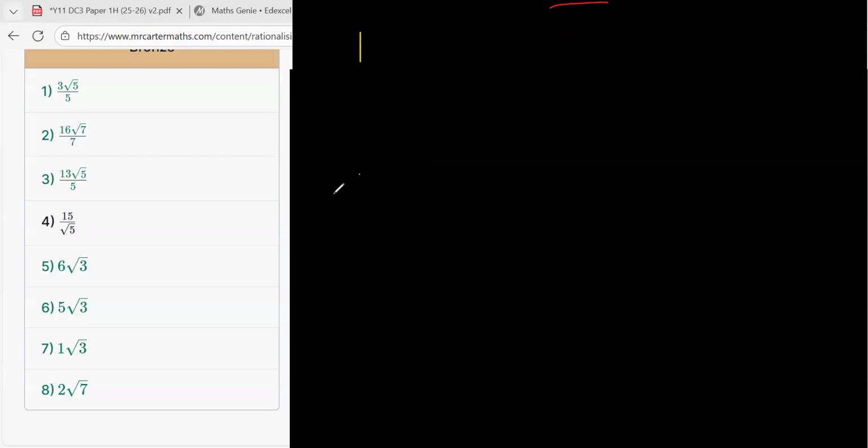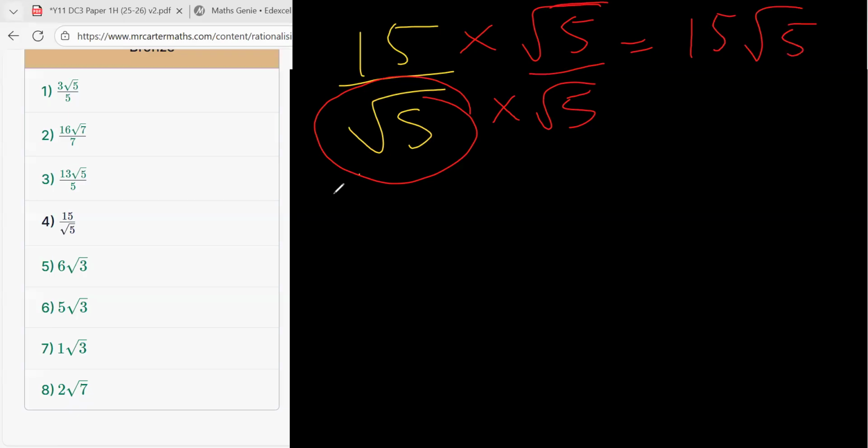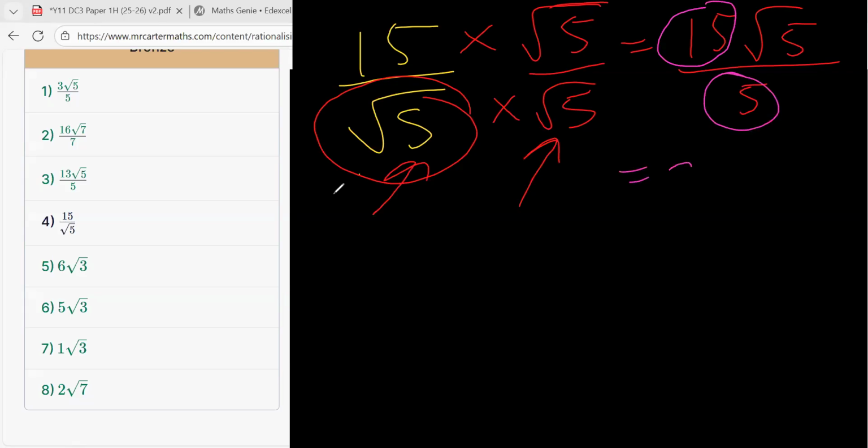So the question is 15 over root 5. My denominator is root 5, so I'm going to multiply top and bottom by root 5. Now, when I simplify, my top is 15 root 5 over. These are the same numbers, so this just becomes 5. But now I spot that I can also divide 15 by 5. 15 divided by 5 is 3 root 5. So that is my final answer. So that is another one that we do.